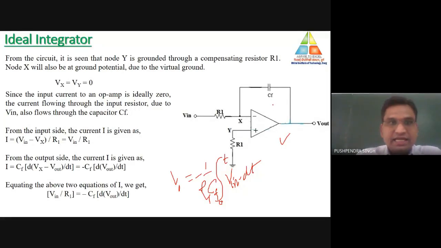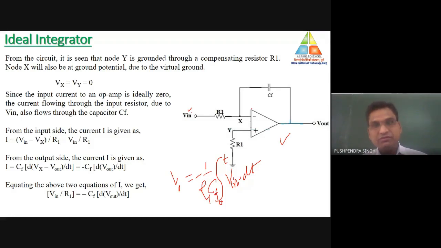So this is the circuit diagram of the ideal integrator circuit. Here Vin is the input voltage. The input voltage can be a step signal, a square wave, a rectangular wave, a triangular wave or a sinusoidal wave; any kind of input voltage you can apply to it. Based on that, you can generate the output signal. So Vin is the input signal which is connected at the inverting terminal of the op-amp.